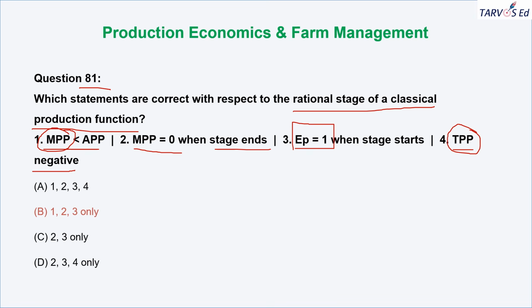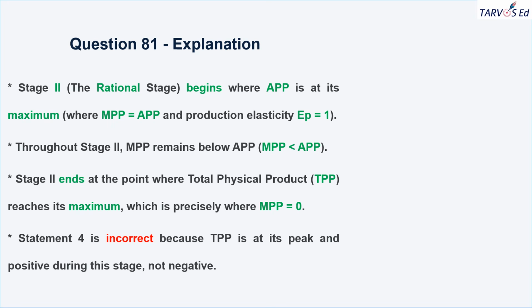So we'll see the explanation. Stage 2 is called the rational stage. There are 3 stages in the classical production function: stage 1, stage 2, and stage 3. Stage 2 is the only rational stage. Stage 1 and stage 3 we consider irrational stages. Why is it considered the rational stage? Because in this stage, if a farmer is undertaking the production, he will get better profit compared to stage 1 and stage 3.